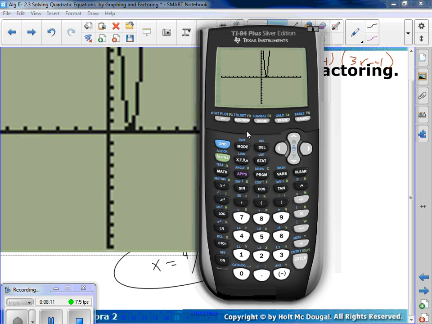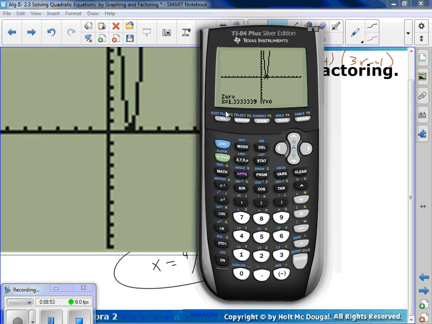To get the calculator to tell me that answer, second trace, I want to know the minimum, or the 0. So 2. Left bound, I'll use negative 10. Buttons don't want to work today. Right bound, I'll use 10. So I'm looking at my entire screen. My guess is it's right around here, which is right around 1. I have a 0 at 1.33333, which is 4/3.